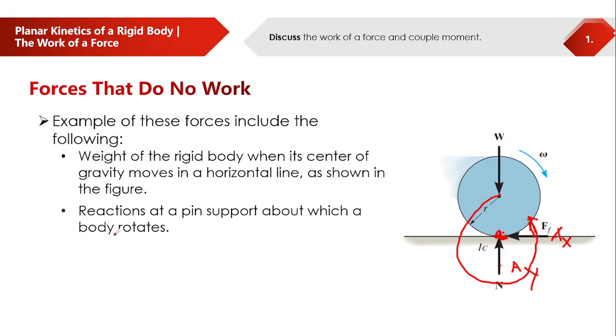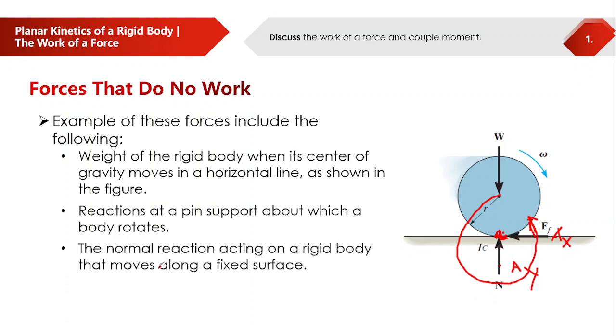Kung dun lang yung body na nag-rotate. Basta mayroon tayong example mamaya, or clear na representation kung bakit zero yung mga reactions na sa support natin. Anyways, that's another example. Another example is the normal reactions acting on the body or on a rigid body that moves along a fixed surface.